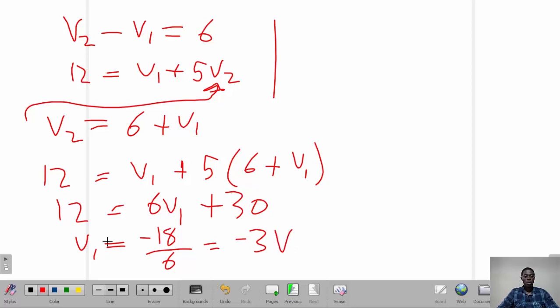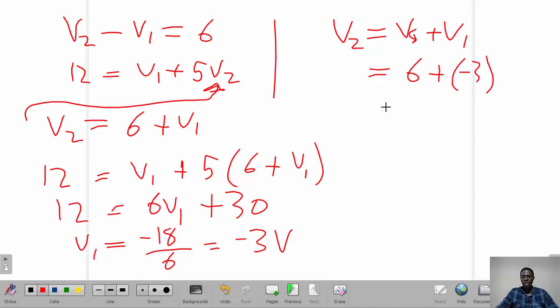And then you go on to using this. Now V2 can be found from the equation above. You can say V2 equal to the voltage source, which was 6, plus V1. V1 we found to be minus 3, and therefore V2 gives you 3 volts.